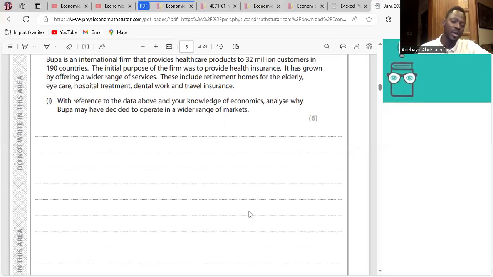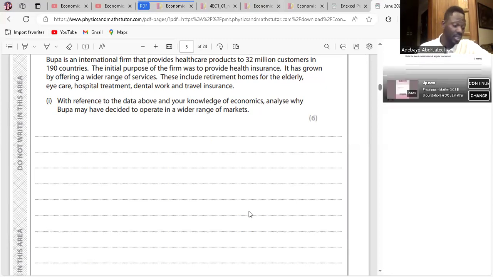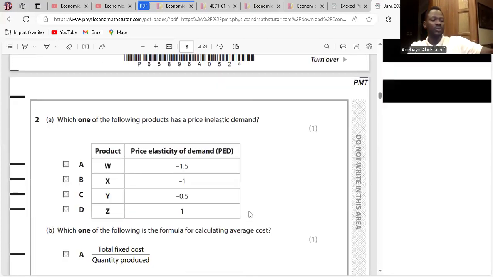When you are selling in a wider market, it means you are offering wider services, and that could increase your revenue and make you remain competitive. And according to the article, Bupa operates in 190 countries. There's a possibility that uncertainty might arise in some of the countries, but with a range of services this might be reduced. Clear? Go to question 2.